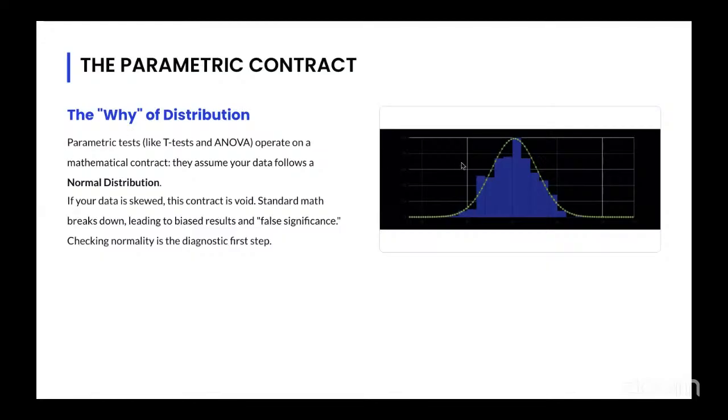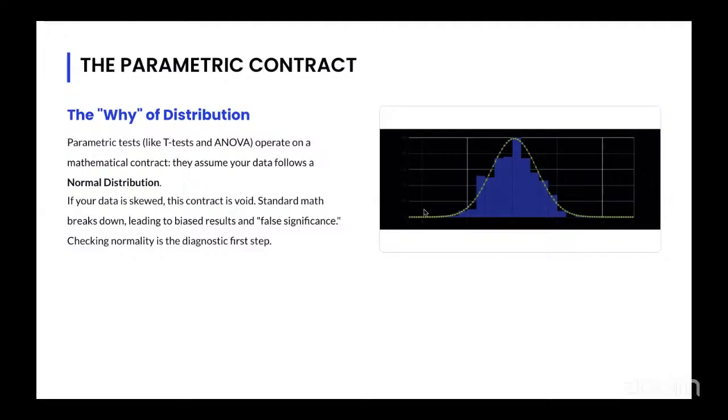Before we press any single button in SPSS, we have to think of the normality. Most of the powerful tools that we use, for example, the t-tests and ANOVA, have a contract. They tell you that I will give you accurate information, but your data needs to be normal.